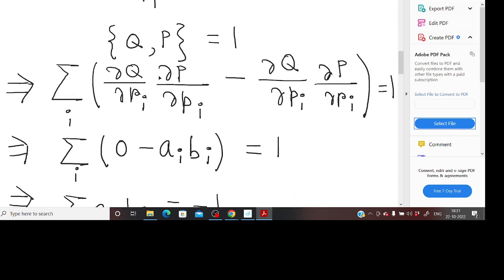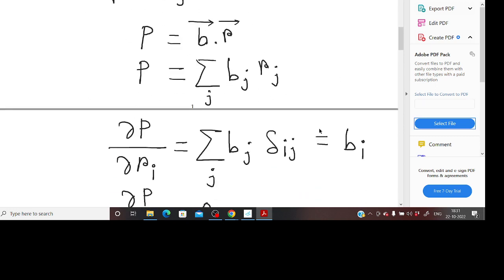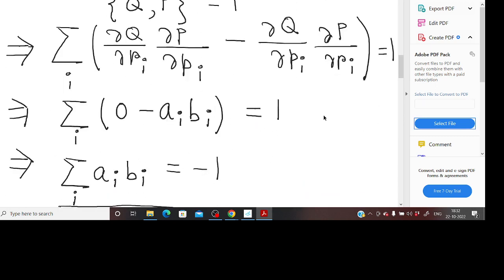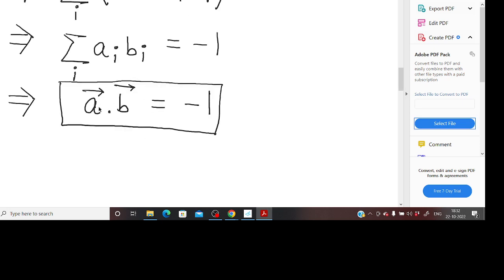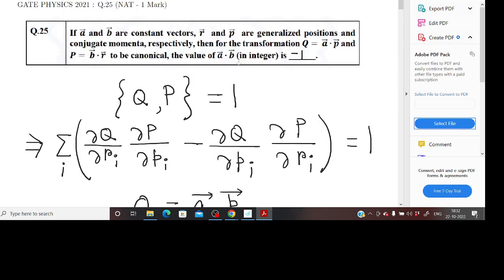Now you put in this expression. So this term is 0, this term is again 0, and this term is ai, and this term is bi. This we have already found here, and here. So we have sum over i of ai into bi equal to -1, and as I have mentioned before, this you can write as a dot b. So a dot b is equal to -1 in this problem. That's the answer. Okay, any question? No, sir.